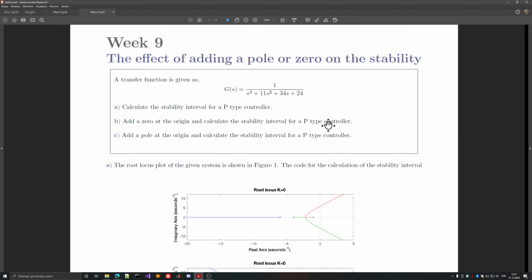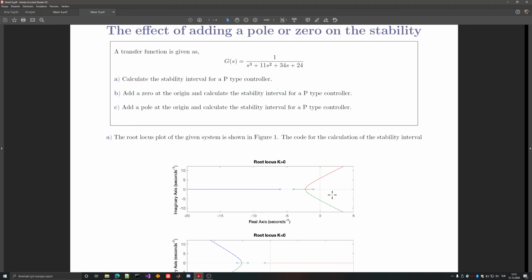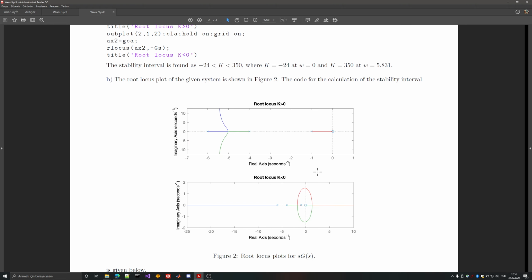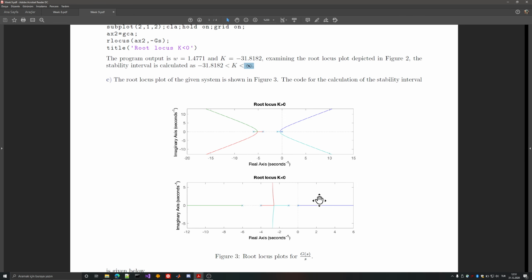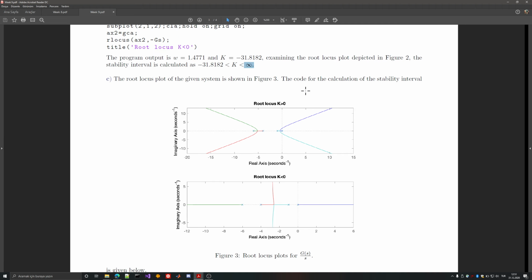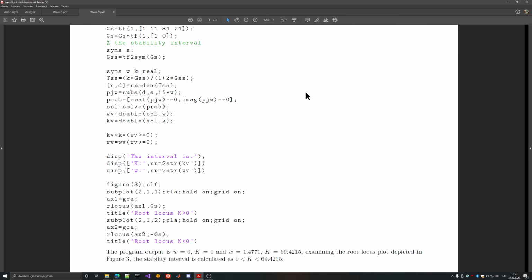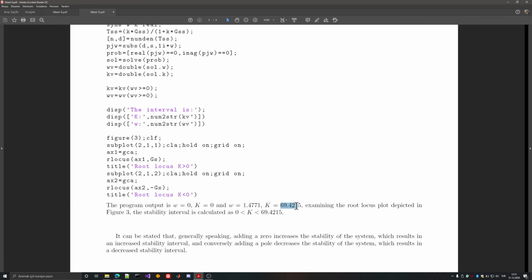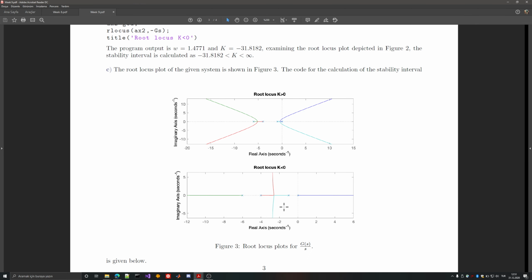Before even adding a zero, I did have the same thing, but here my angle is decreased, so most probably my upper bound will become a lesser value. So let's see what the upper bound actually is. It is 69.42. It was 350, so it decreased dramatically. And I can see also that omega 0 gives k0. So there is no negative bound, because I've placed already one pole at the origin.